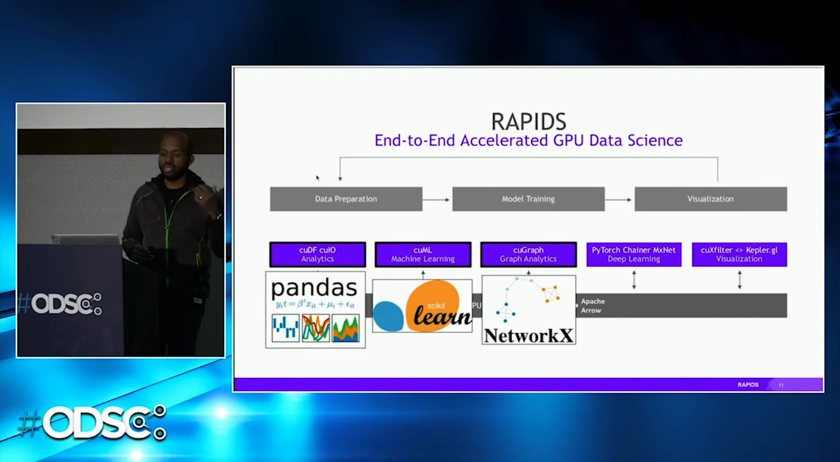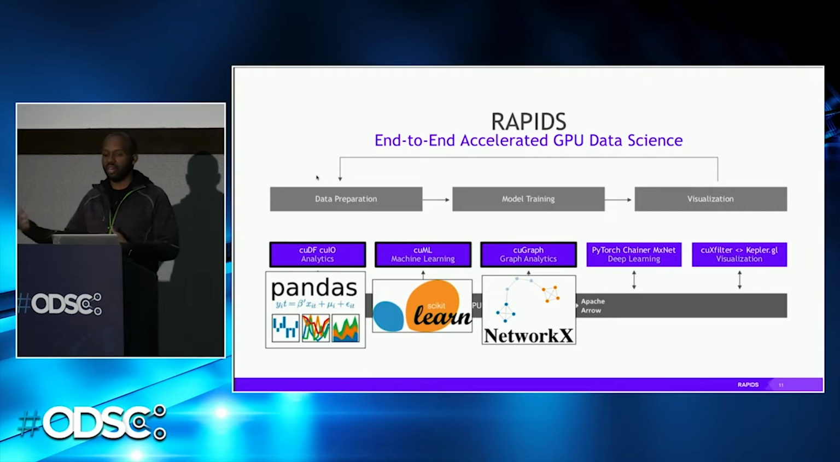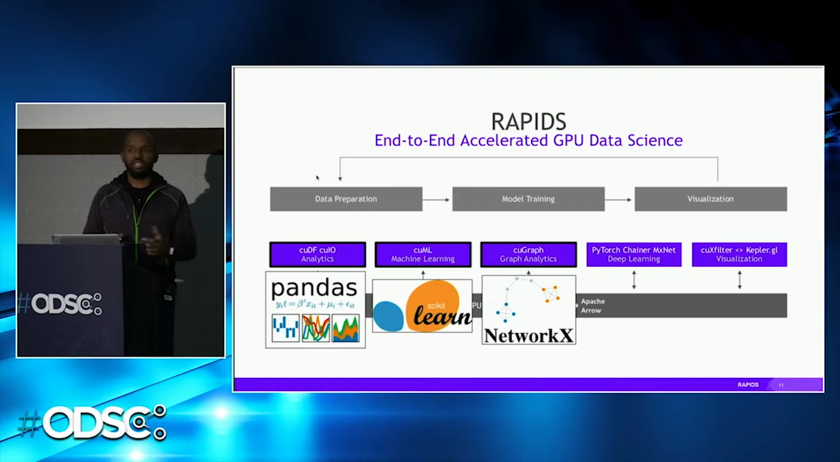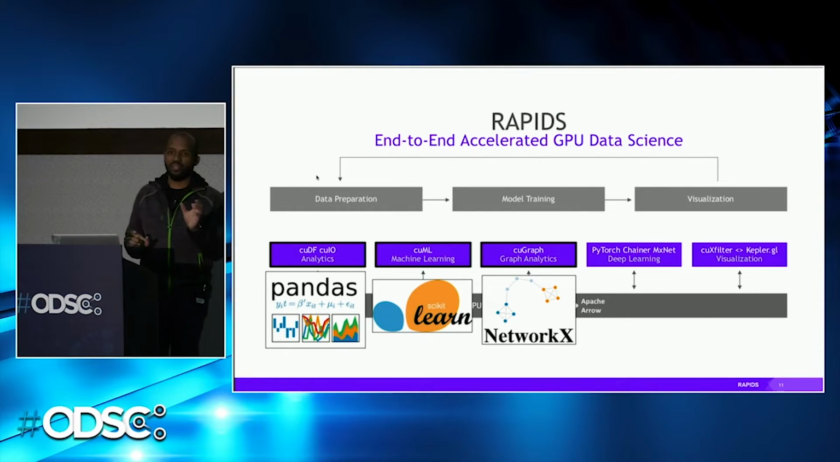And so the cuDF data frame, the cuML machine learning, cuGraph, which we just call cuDF, cuML, and cuGraph for short, that's what they're all about. It's literally these same APIs. And when we first started, the cuDF API might have been like 90% compatible with Pandas.